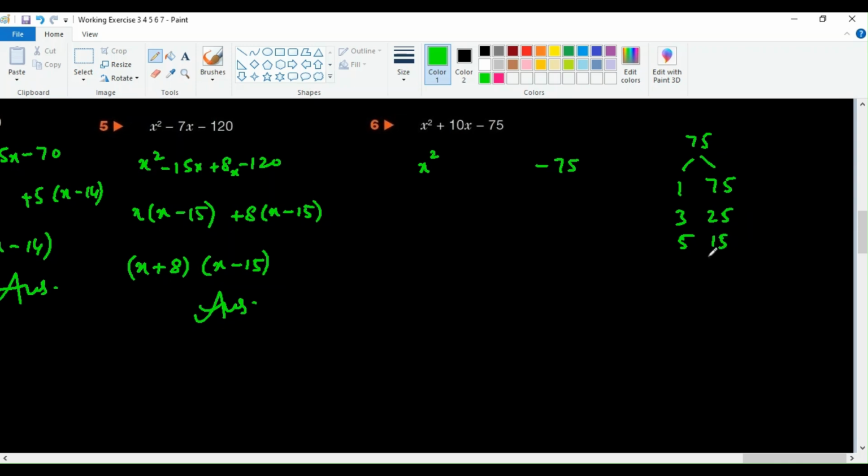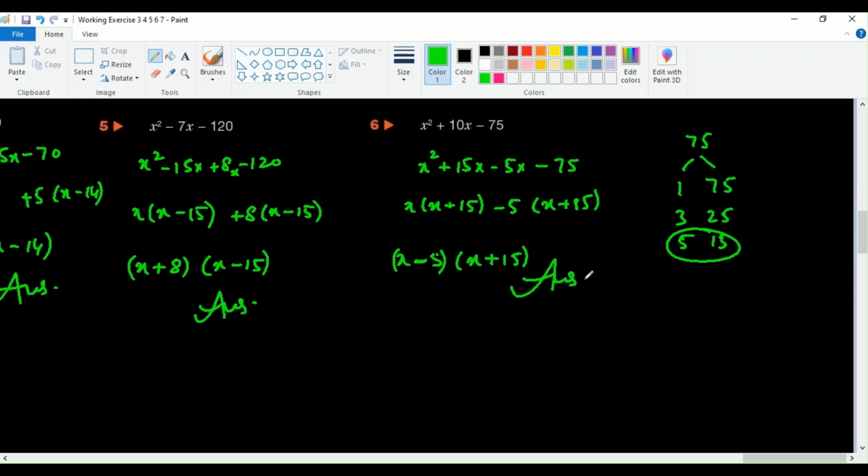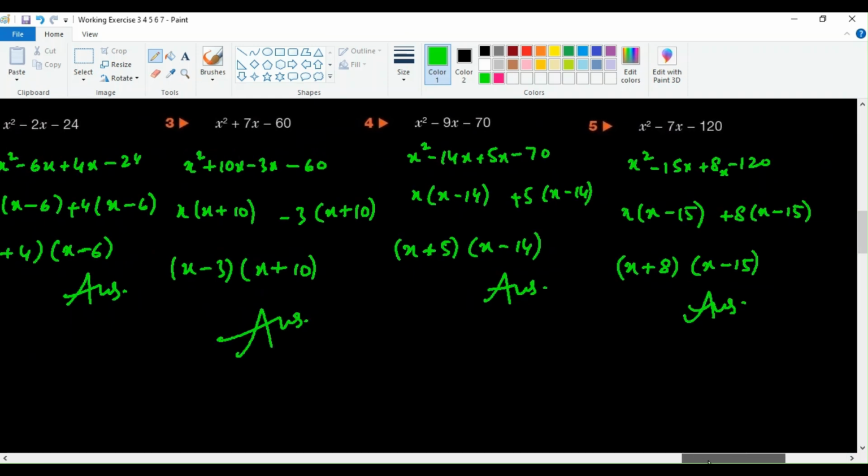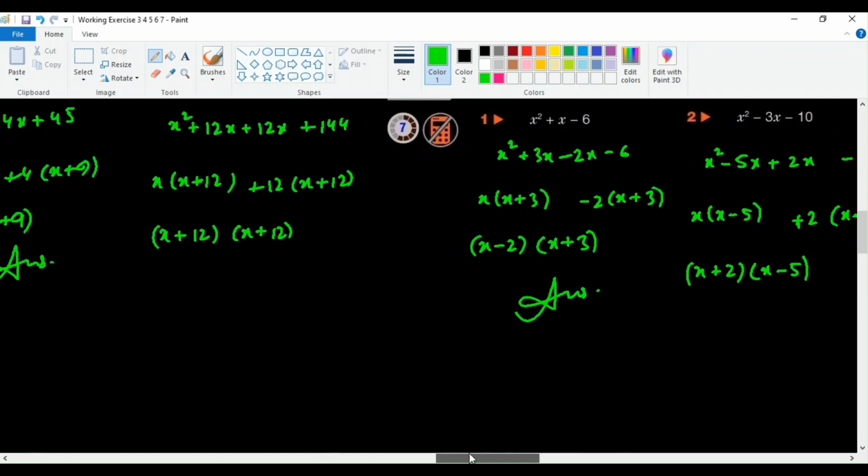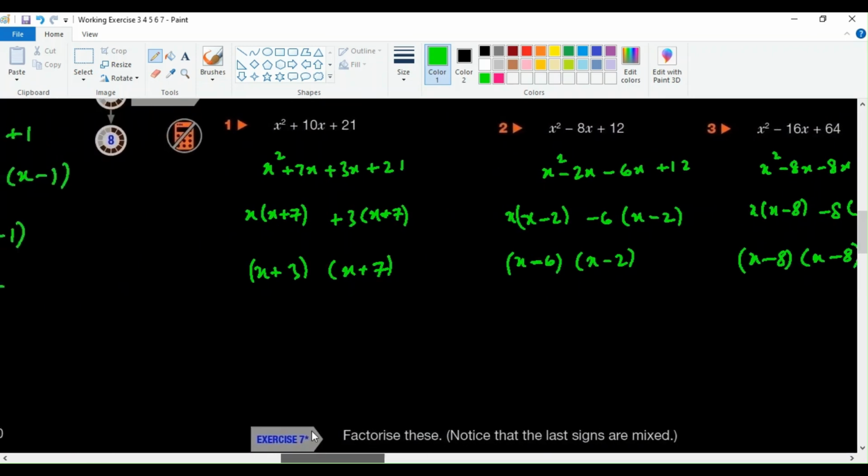So 15 minus 5 gives us a plus 10. So I will write plus 15x minus 5x is giving us plus 10, and 15 times 5 is 75. So x plus 15 in one bracket. Copy down this once again and write minus 5. So x minus 5 and x plus 15 is the answer for this question. Moving on to the next question, which is over here.